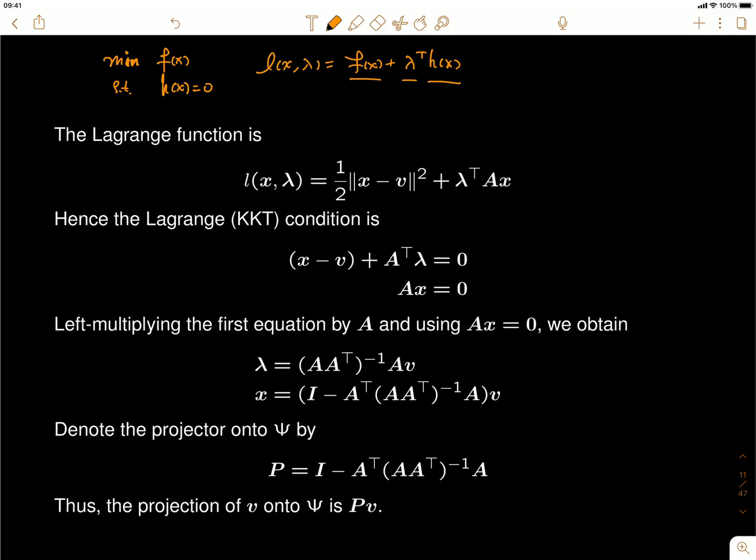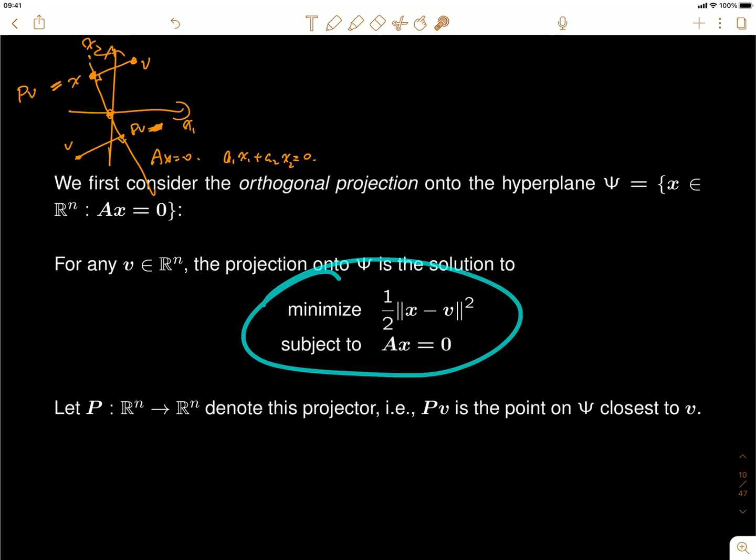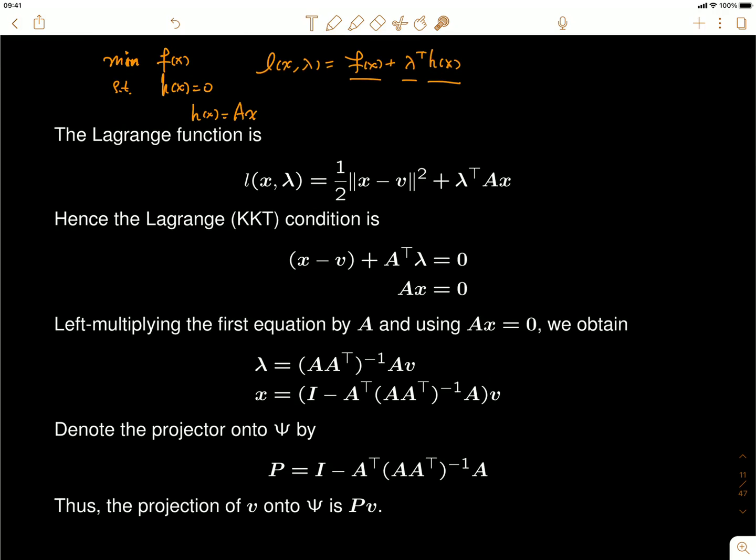In the case that we have here, h of x is just A times x, and f of x is the quadratic function that we have here. So this is the f of x, and this is the h of x. Let's just focus on this problem right here, temporarily ignoring what the original problem is. This will be our objective function f, and this will be the h. Now we can write down the Lagrange condition.